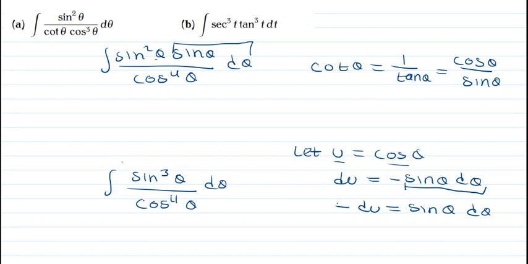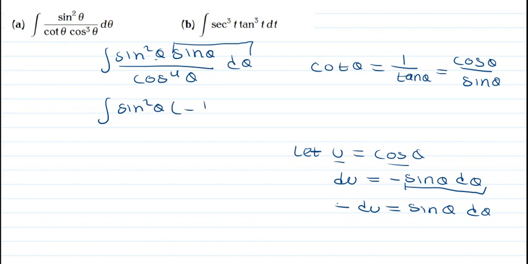Then since we've said u is equal to cos theta, wherever there is cos theta we can put u. So our function is going to be the integral of sine squared theta multiplied by negative du, and everything over cos. We said where there is cos we put u, so we are going to put u power 4 to represent cos power 4 theta. Then we realize that we have a sine squared theta here. Using the identity, this is simply equal to 1 minus cos squared theta.